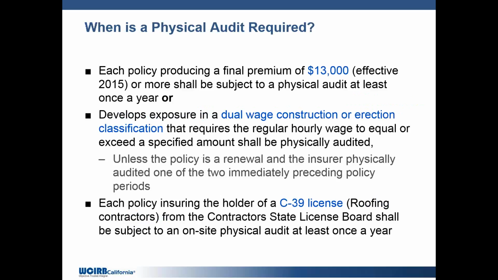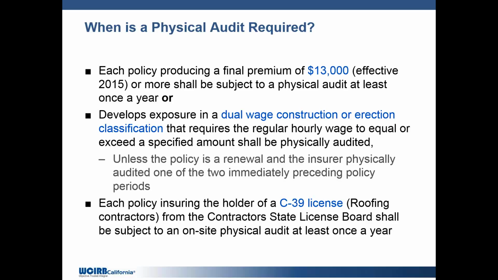So when is a physical audit required? In 2015, we changed the threshold from $10,000 to $13,000. Every policy that produces a final premium of $13,000 or more is required to have a physical audit. Additionally, a policy that develops less than $13,000 may require a physical audit also.